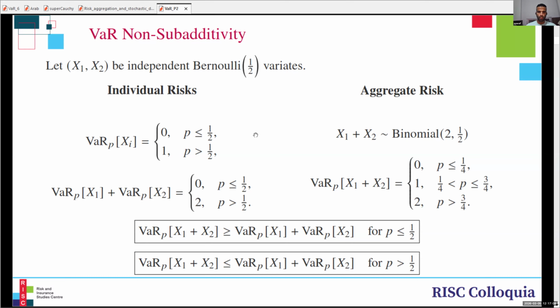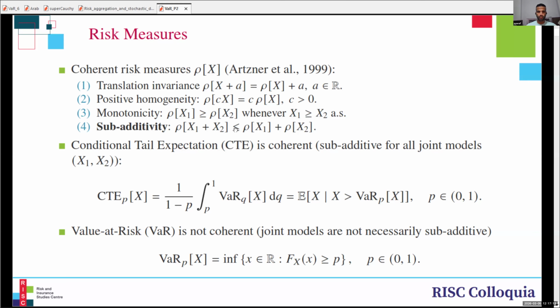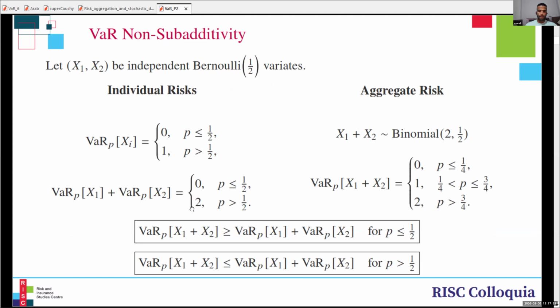Because if we go back to coherent risk measures, we want to compare this, right? The rho of x1 plus x2 versus rho of x1 plus rho of x2. The VaR of the sum, as you can see here, equals the sum of the VaRs whenever p is less than or equal to 1/4, because both of them are 0. If we take p less than or equal to 1/4 or 25%, then the sum of the VaRs is 0, and the VaR of the sum is also 0. So they're equal. Now, if you go from 1/4 to half, the VaR of the sum is 1, while the sum of the VaRs is still 0. So you can see that the VaR of the sum now exceeds the sum of the VaRs.